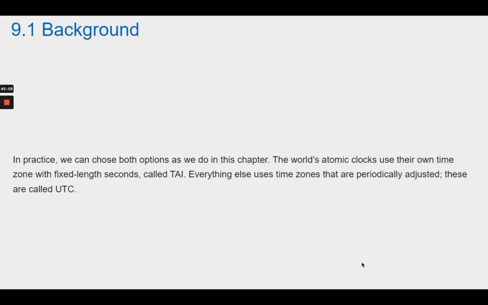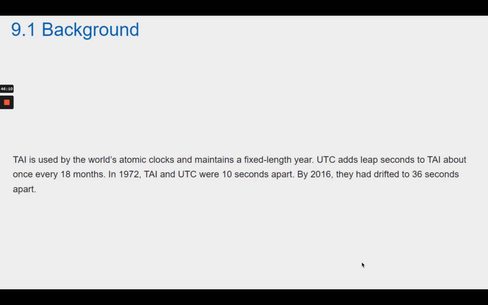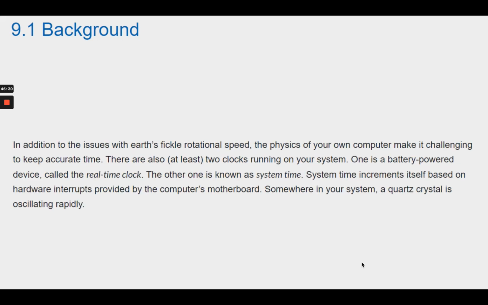The world's atomic clocks use their own time zone with fixed-length seconds, called TAI. Everything else uses time zones that are periodically adjusted. These are called UTC. TAI is used by the world's atomic clocks and maintains a fixed-length year. UTC adds leap seconds to TAI about once every 18 months. In 1972, TAI and UTC were 10 seconds apart. By 2016, they had drifted to 36 seconds apart.